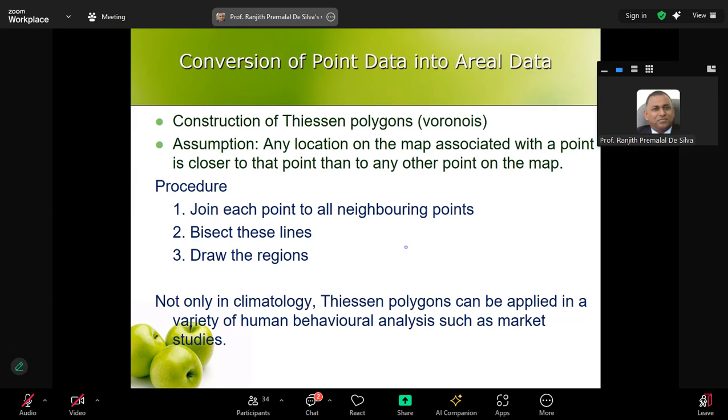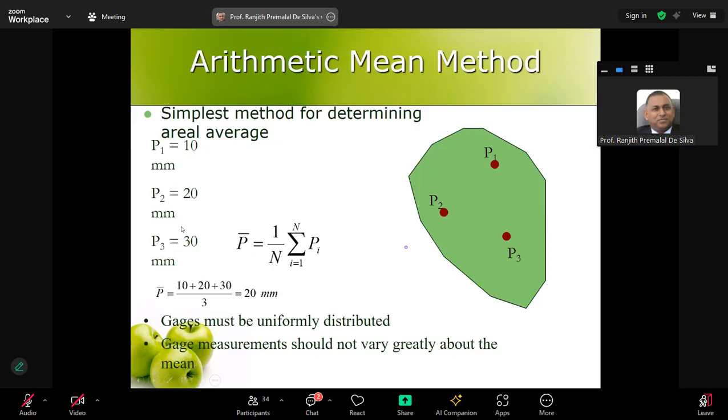The procedure is: join each point to all neighboring points, bisect these lines, draw the regions. Although we borrow this from climatology, Thiessen polygons can be applied in a variety of human behavioral analysis, such as market studies. So we will see how it can be developed.